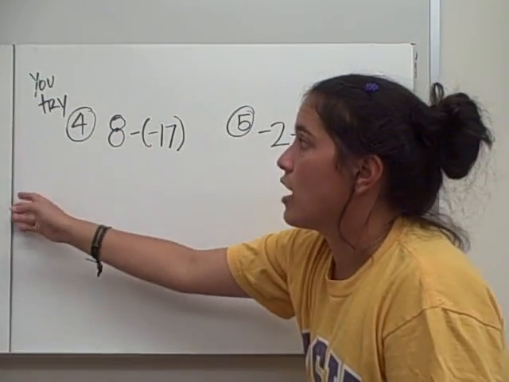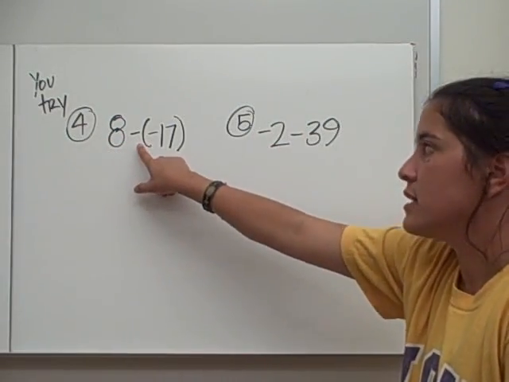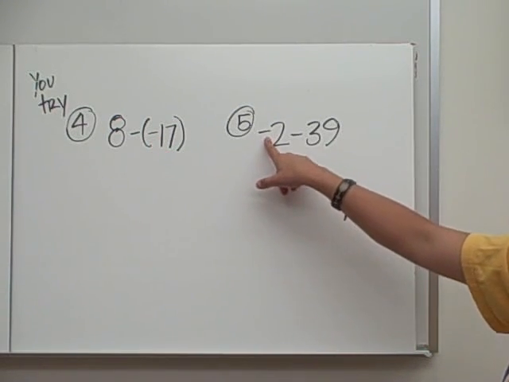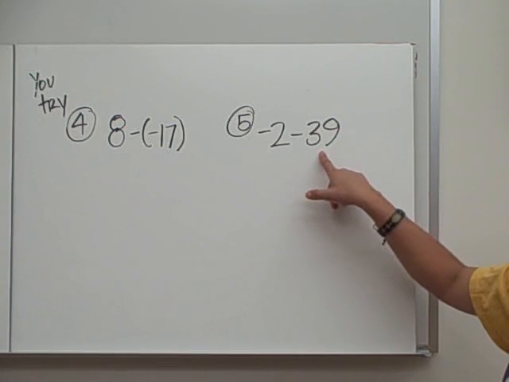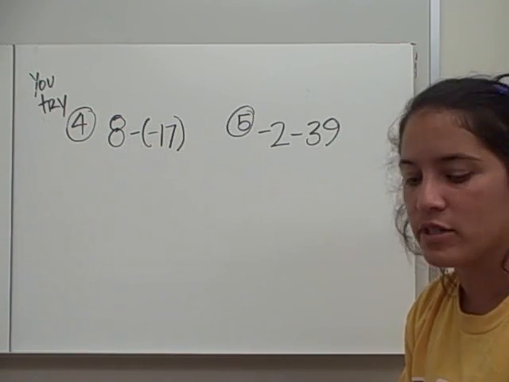All right, so you try these 2 on your own. Number 4, 8 minus negative 17. Number 5, negative 2 minus 39. Pause the video if you need to before you're ready to hear my explanation, and then restart it.